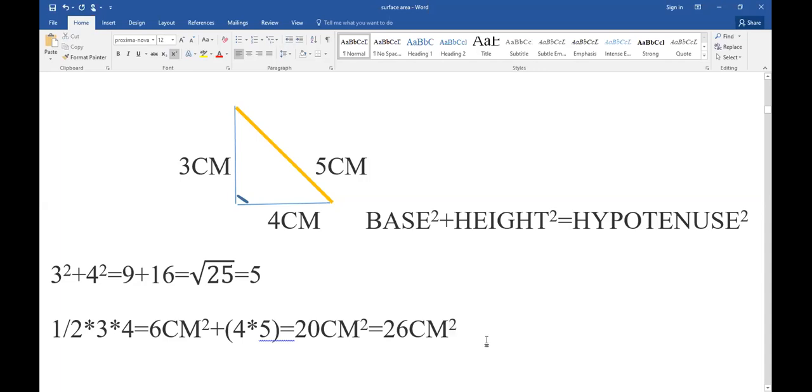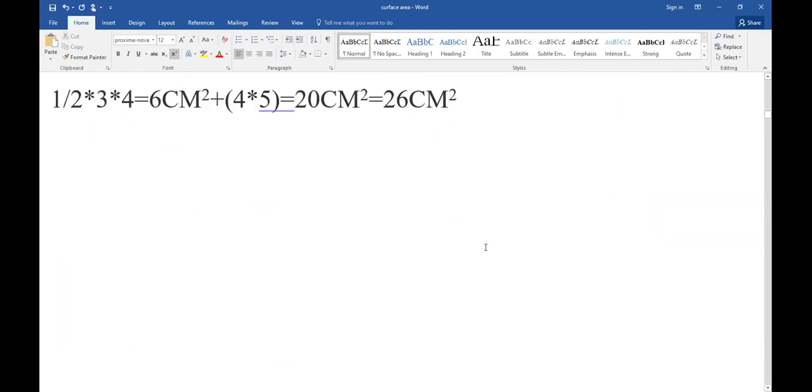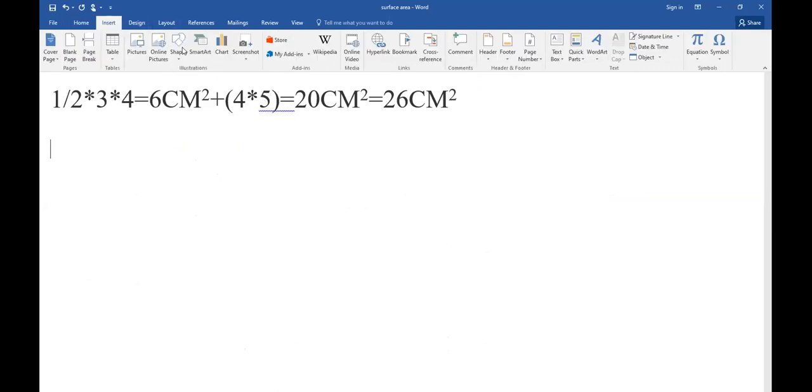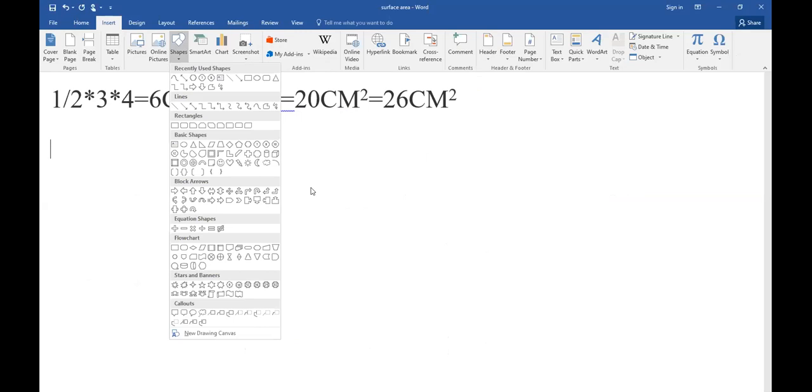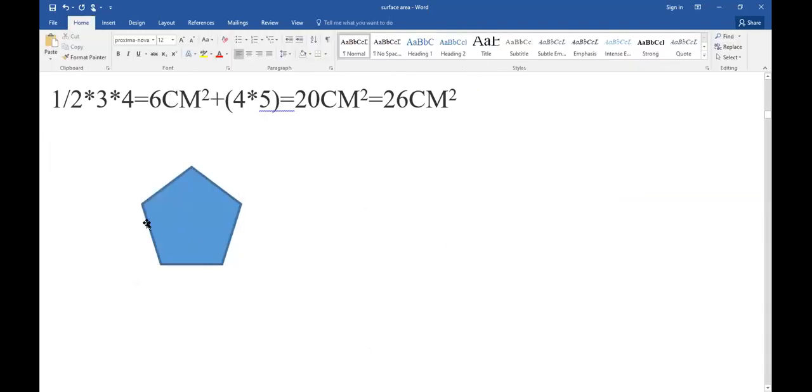Whatever you have gotten here is 26 centimeters squared. That is the face of the pentagon, the face of the five-sided figure. Do I have a pentagon here? No, I don't have a pentagon here, so I don't need to draw this pentagon. I think I have a pentagon here. Yes, so this is a pentagon. So this face only is the one that we have found is 26 centimeters squared.